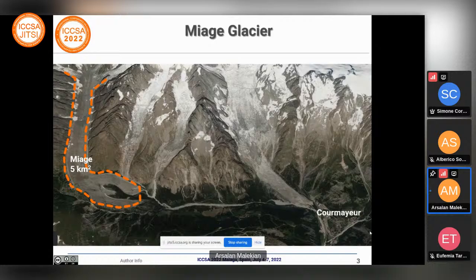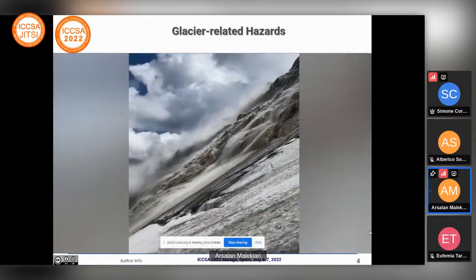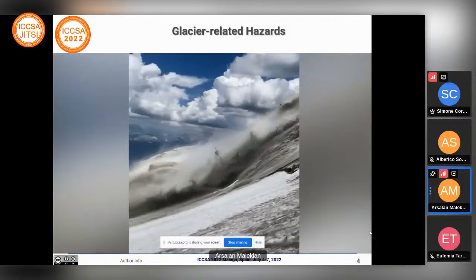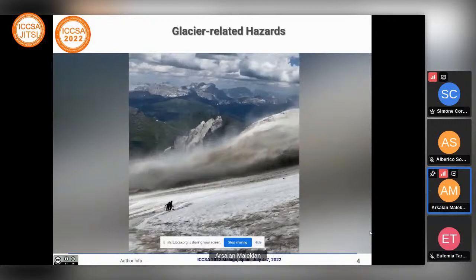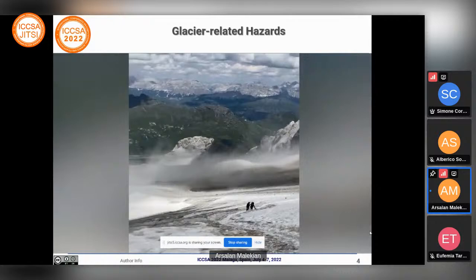Here is a video from the incident that unfortunately happened a couple of days ago in northeast Italy, where part of Marmolada Glacier collapsed and killed 6 people and led to injury and missing of some hikers in that area. It's a very relevant incident to what we are talking about in this presentation.